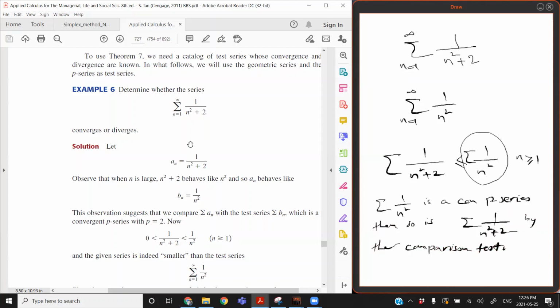So this is how you're supposed to answer a problem like this. You're supposed to find another series that is familiar, another series that you know whether it's convergent or divergent. It could be a p-series, it could be a geometric series, because for a p-series or a geometric series, in most cases p-series, you can just tell by looking at p whether it's convergent or divergent. You can just look at 2 here, that's the p, it is convergent. So you can now use the comparison test. Any questions?